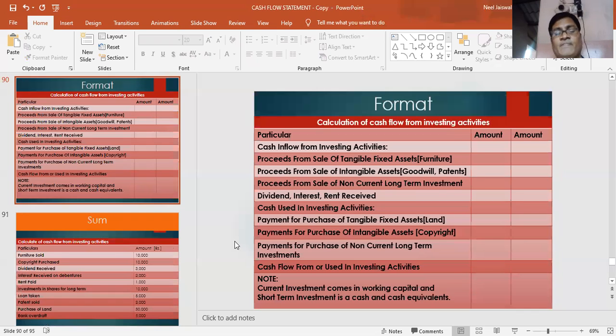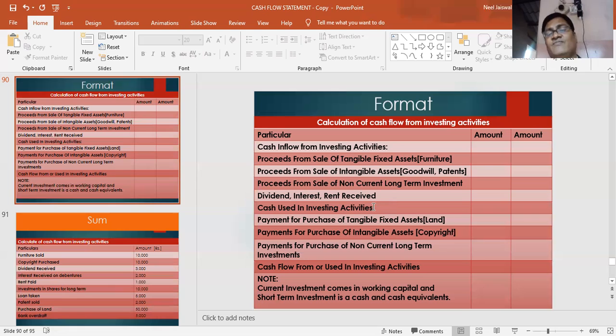This is the format of our cash flow from investing activities, the second part of the sum after operating. The first items are proceeds from sale of tangible assets, which can be furniture, machinery, land and building, whatever. Proceeds from intangible assets like goodwill, patents, copyrights, trademarks. Proceeds from sale of non-current long-term investments like debentures and shares held for many years, and dividend received, interest received, and rent received. These are also income, so these all are cash inflow from investing activities.